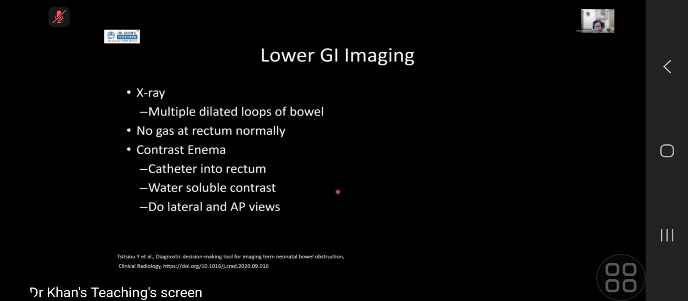For lower GI causes of obstruction, what you're looking for is multiple dilated loops of bowel and failure to pass meconium after 24-48 hours. Often you don't see any gas in the rectum because it's some sort of proximal obstruction. You need to do a contrast enema. You put your catheter into your rectum, and first you look at the rectosigmoid ratio, and then you continue.